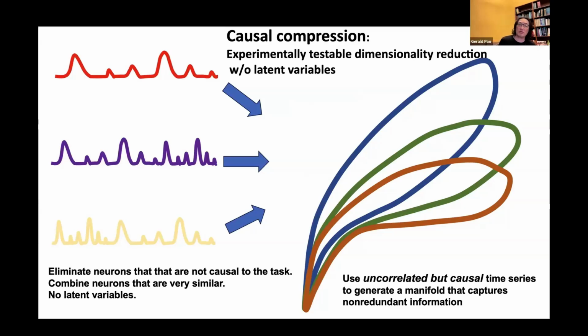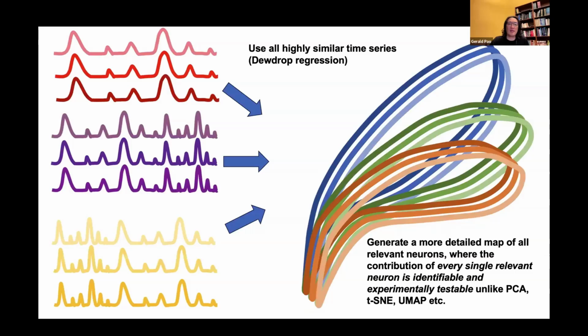The method we call causal compression, or CCM, is used to find the things that are causal. You eliminate the things that are correlated, and you look for the things that are causal but uncorrelated. Then you can summarize the entire system in terms of the things that are causal but uncorrelated to your target variable that you care about. Each of the axes corresponds to a particular neuron that's good at predicting your target. And then you can add the redundant variables to get the variety that you can get.